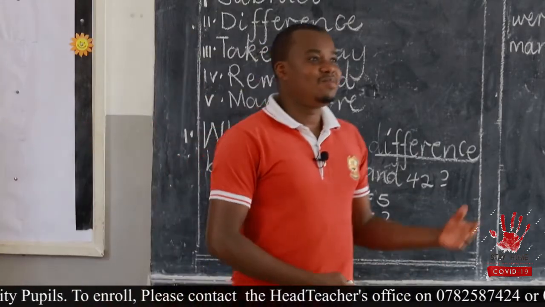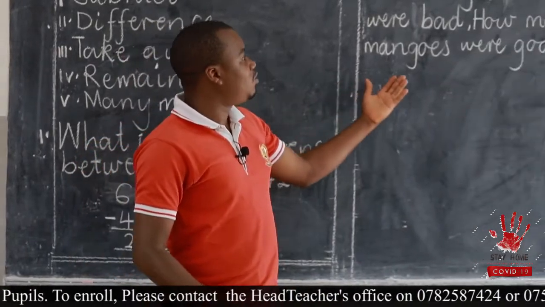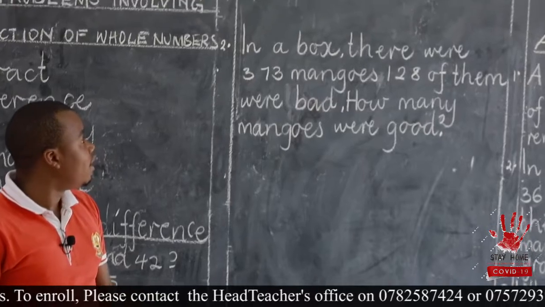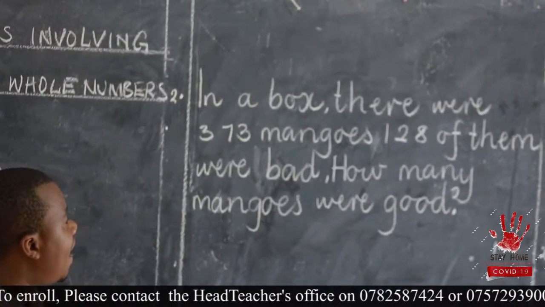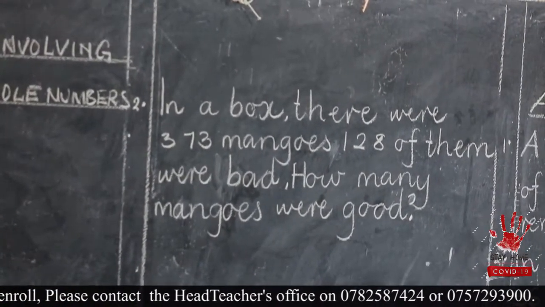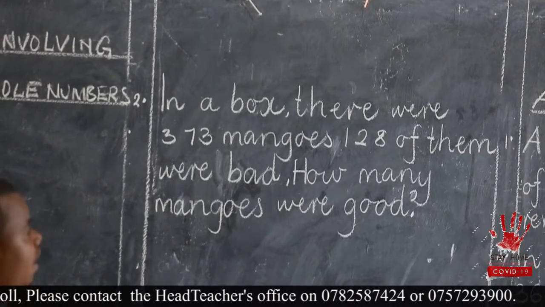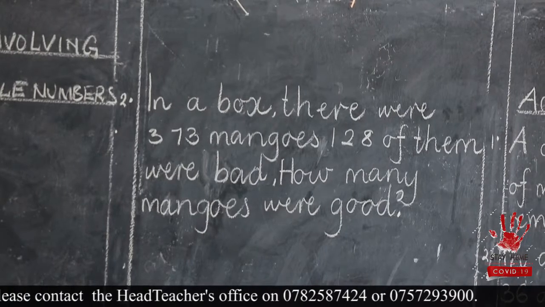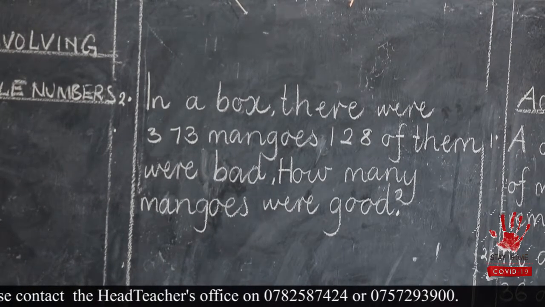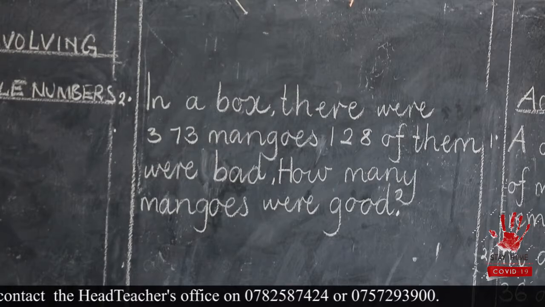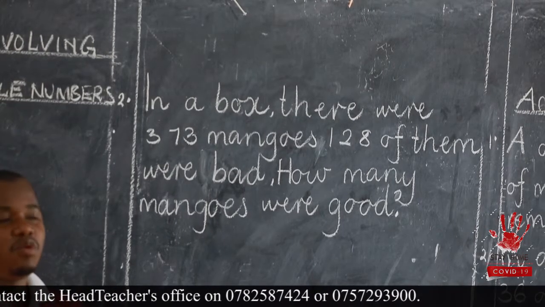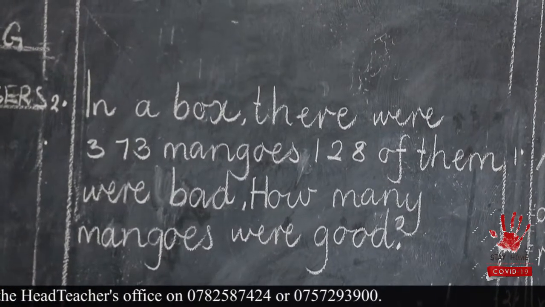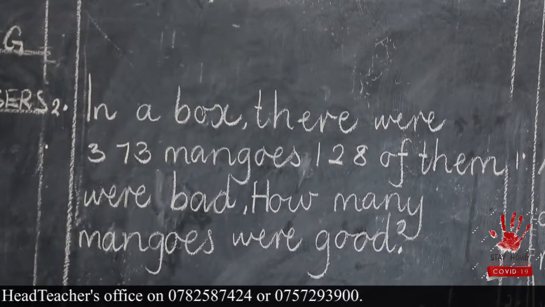Now, my lovely children, we are moving to number 2, and we are going to read together. Read together number 2. In a box, there were 373 mangoes. 128 of them were bad. How many mangoes were good? So we read that question. You can read it the second time, interpret the question. Then after interpreting, we find the number of mangoes that are good.